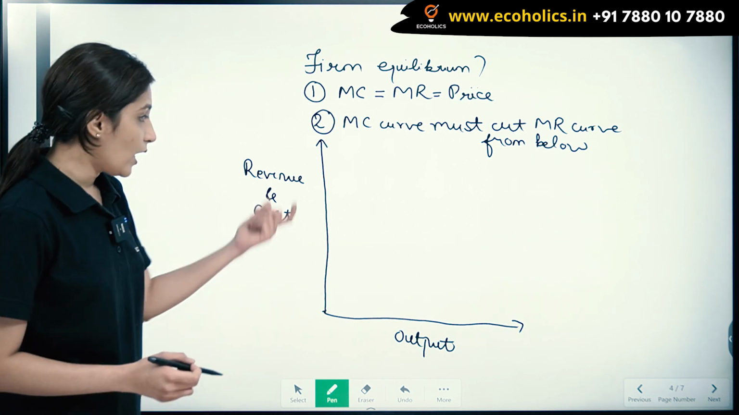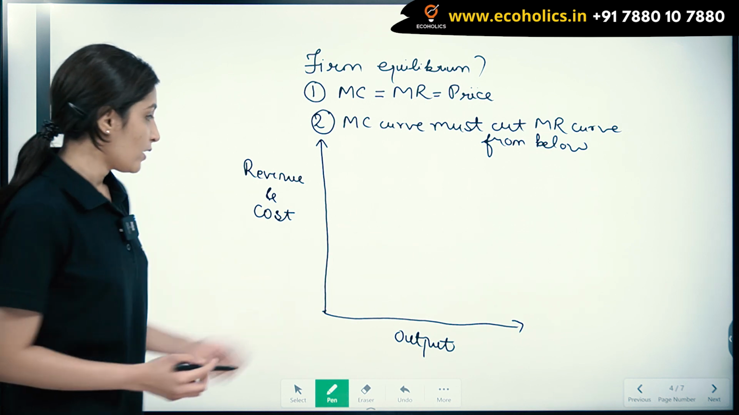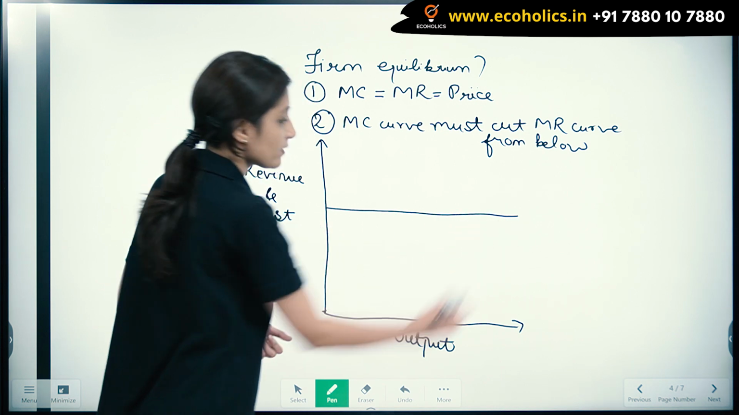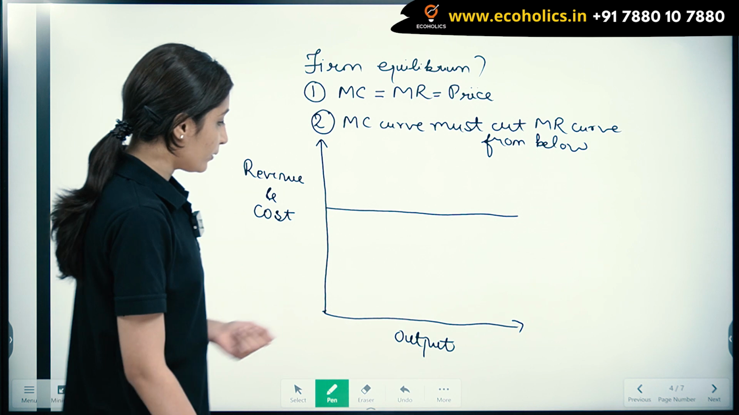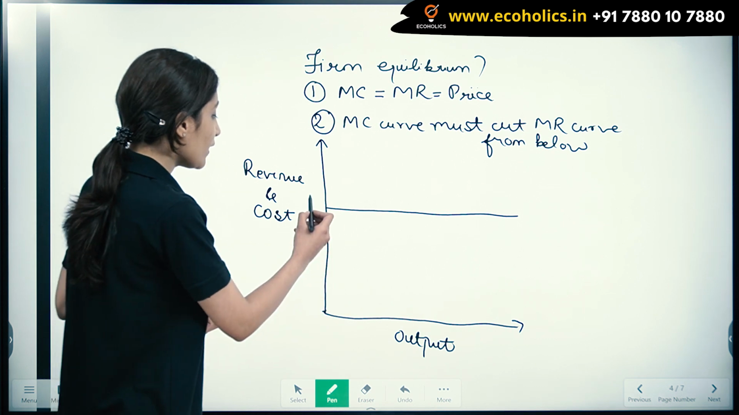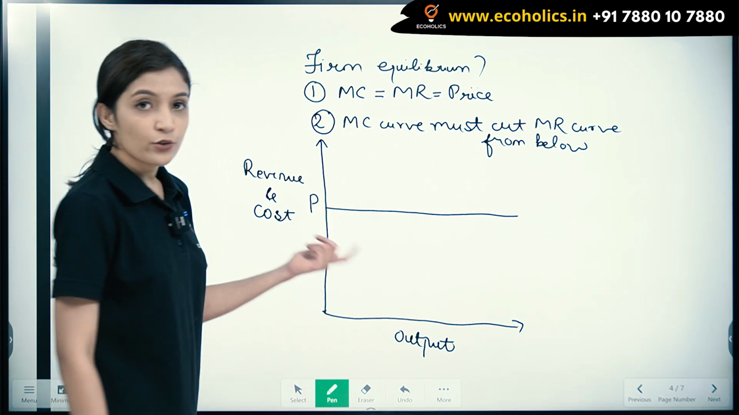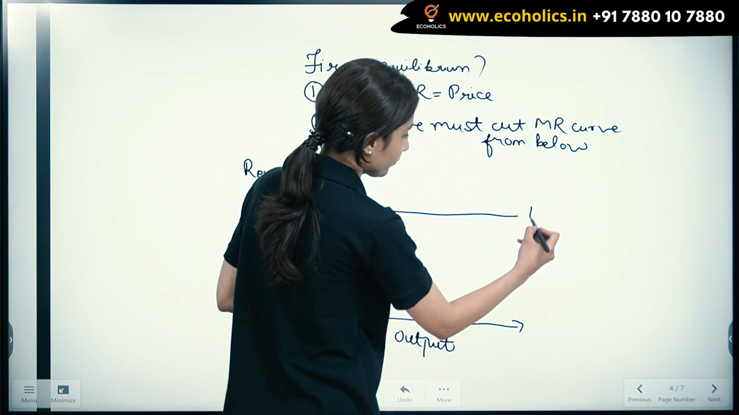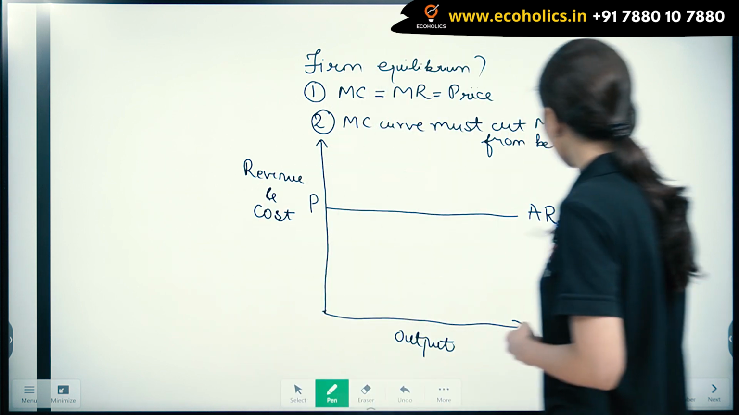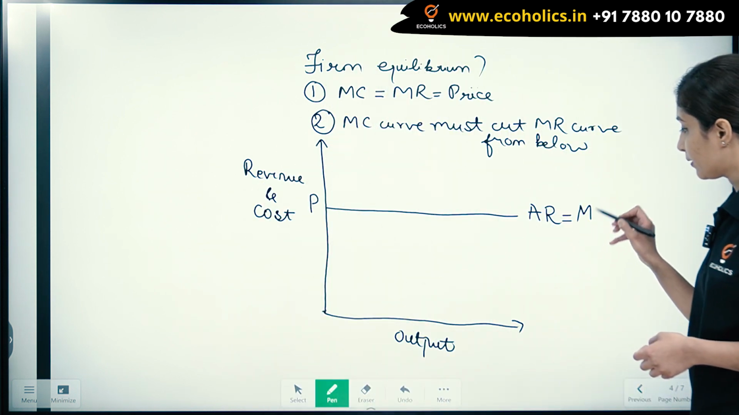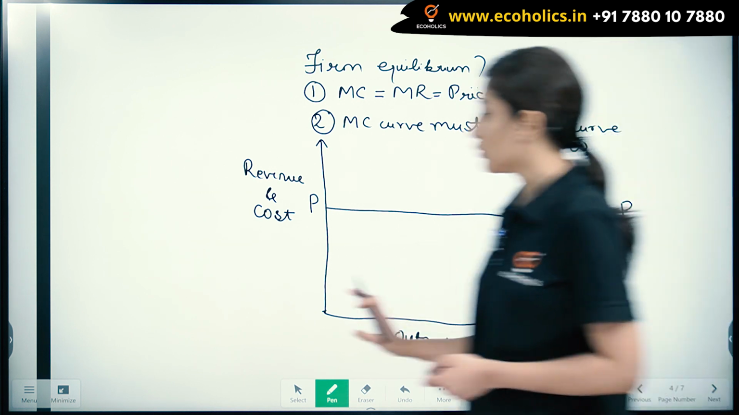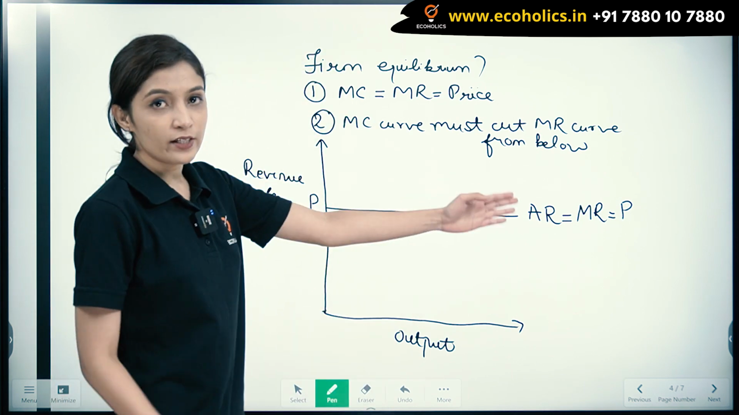And how are we going to represent this graphically? We have a perfectly elastic demand curve, and the firm can sell any amount of output at the prevailing market price. So this becomes equal to AR is equal to MR is equal to P. Now the next question would be why AR and MR are equal to P.